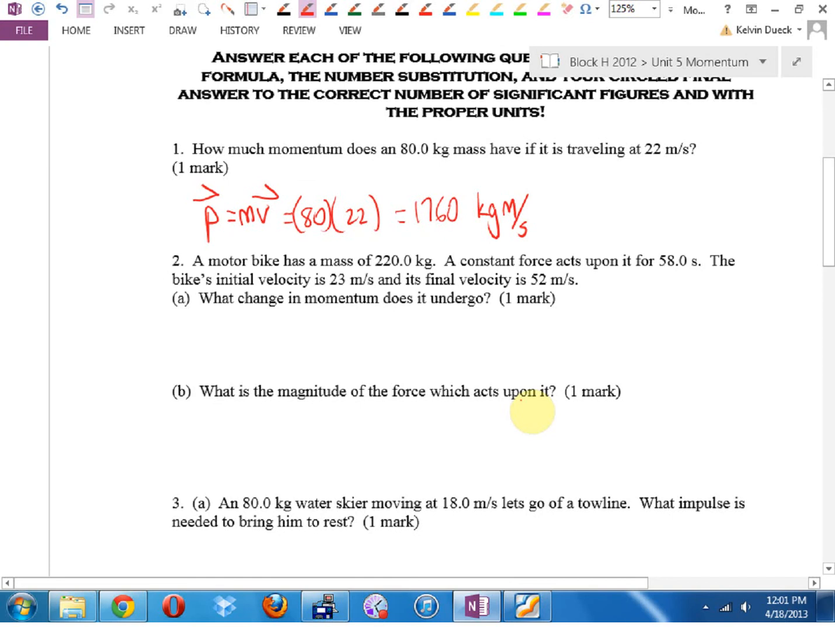Question number 2. A motorbike has a mass of 220 kilograms. A constant force acts on it for 58 seconds. The bike's initial velocity is 23. Its final velocity is 52. What change in momentum does it undergo? Chris, what's another word for change in momentum?